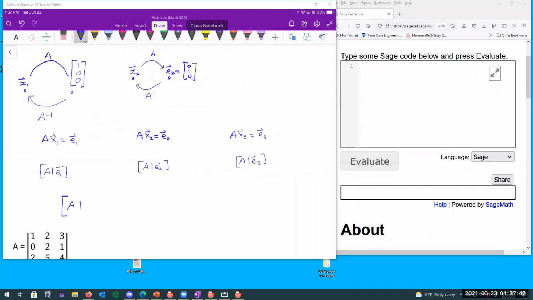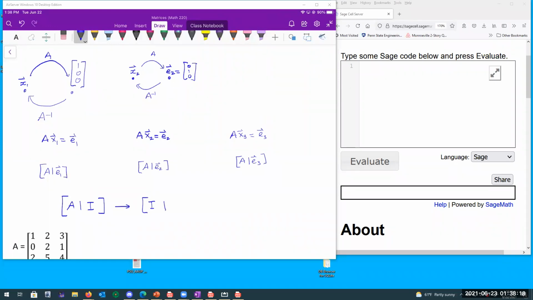We're doing the same row reduction steps no matter what our augment is. So we just put in each one of these columns. So column 1 is E1, column 2 is E2, column 3 in the augment is E3. When we row reduce, on the left-hand side, we know that the reduced row echelon form of an invertible matrix A is going to be the identity.